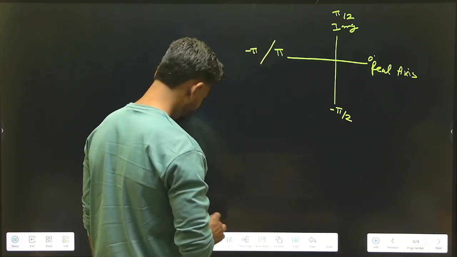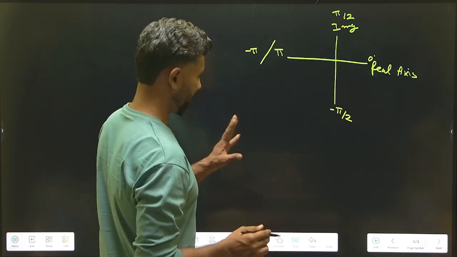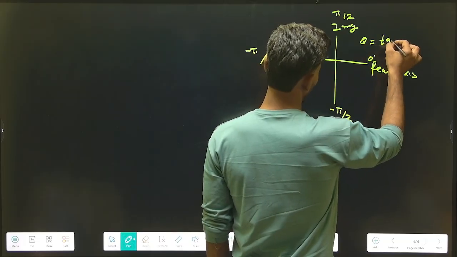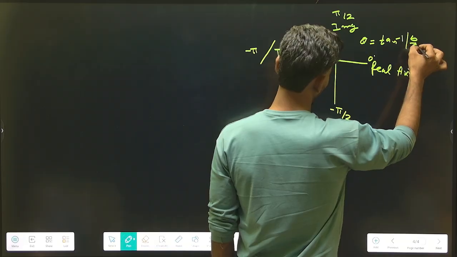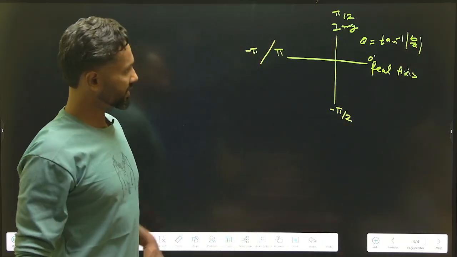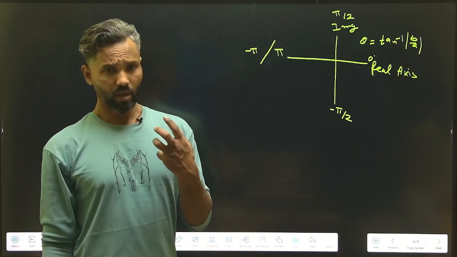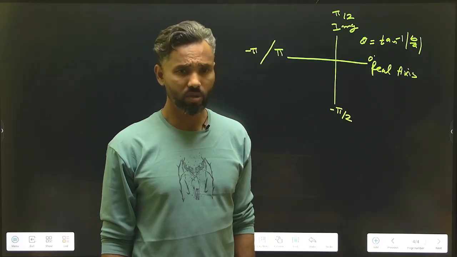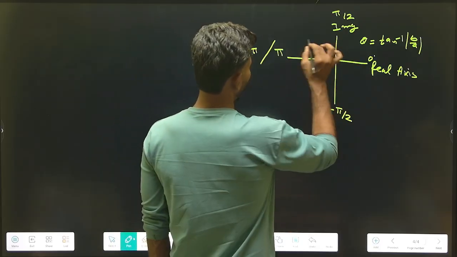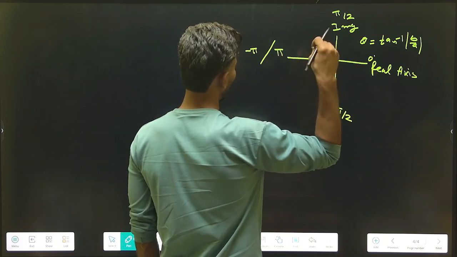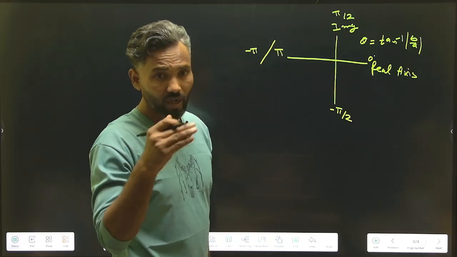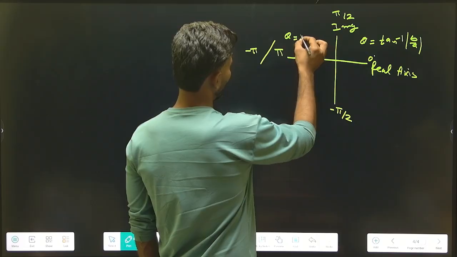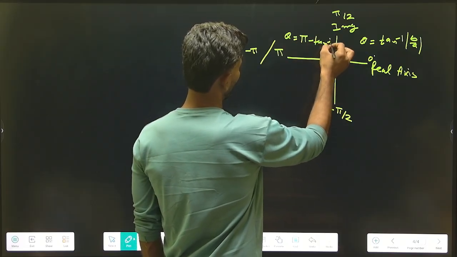Now always remember, if you are in the first quadrant, then theta, meaning argument of z, will be equal to tan inverse b upon a. If you are in the second quadrant, as we discussed, the argument of any number should not be greater than 180 degrees in the positive direction. So the value should not be greater than pi, so we need to subtract it from pi. So in the second quadrant the argument will be pi minus tan inverse b upon a.